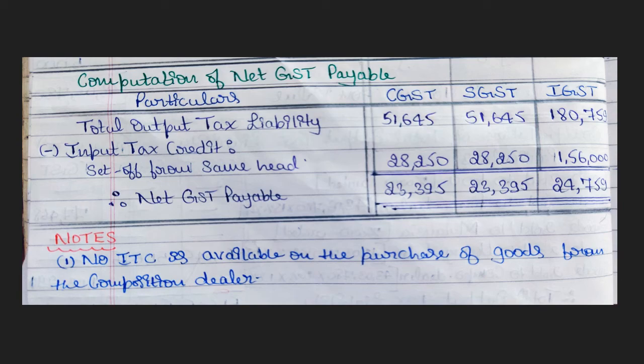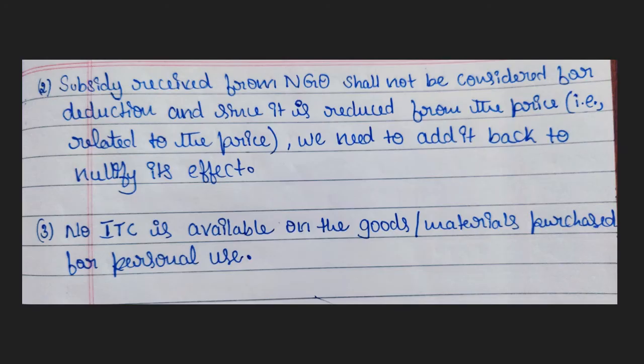And then there was one more transaction with respect to subsidy. We have added back the subsidy that is received from the NGO because that is already included in the price. That means they have deducted the subsidy from the price, right? So because of that we have to add it back. The only reason is, according to the GST Act, only the subsidy which is given by the central government or state government can be deducted from the price. No other subsidy, if it is received from a company or a foreign institution or an NGO, should be considered while calculating the transaction value, only for tax purposes. Okay, so that's why we have added it back.